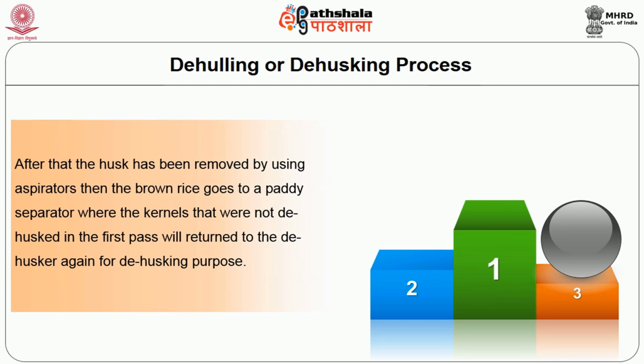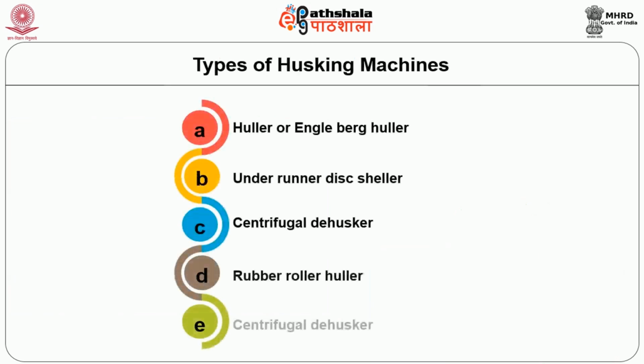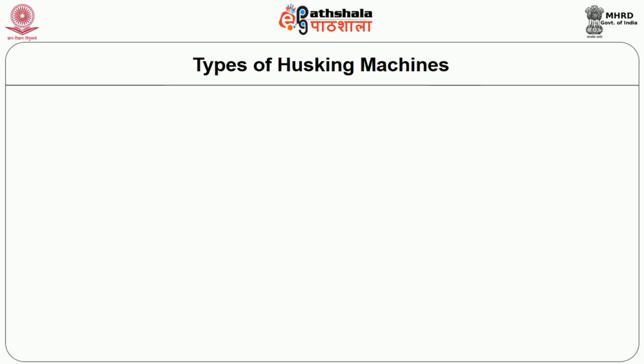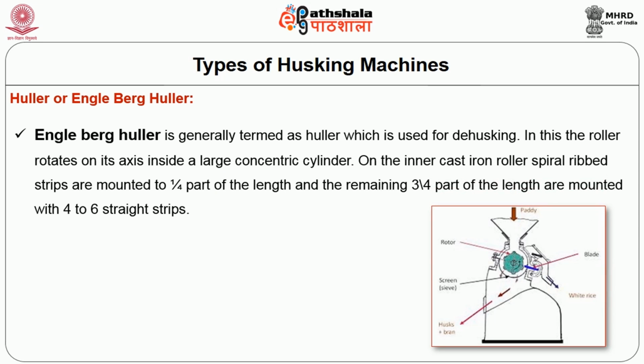After that, the husk is removed using an aspirator. Then the brown rice goes to the paddy separator, where the kernels that were not dehusked in the first pass return to the dehusker again for dehusking. Let us see the types of husking machine used. Huller, or Engelberg huller. The Engelberg huller is generally termed a huller, which is used for dehusking.